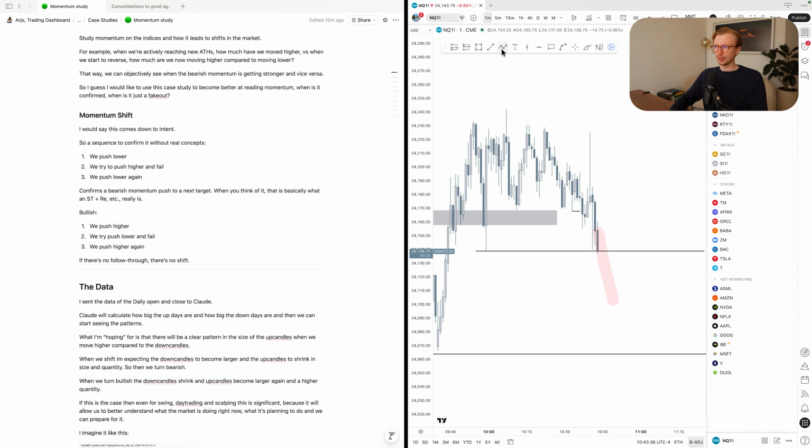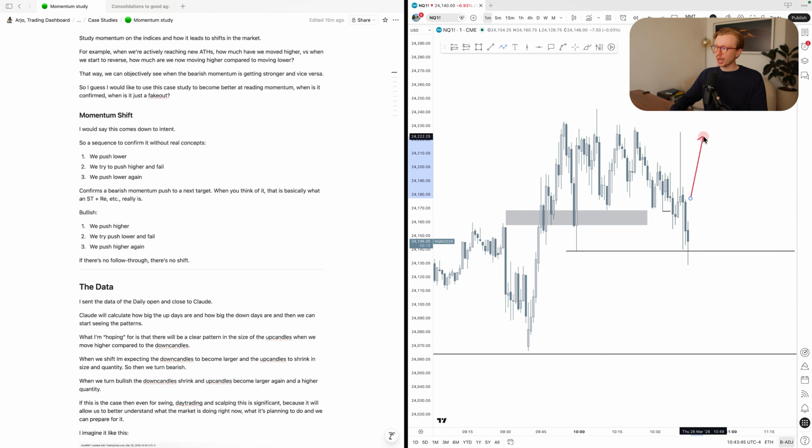In the same way, for example, if we want to see a bullish push with this long wick, we try to push higher, we push higher. If we try to push lower and fail and continue higher again, that's a bullish momentum shift. But if we try to push higher and fail, and we now continue lower right here, and we try to push higher again, and we fail and we continue lower, it's very good that we're bearish right there. That's reading its momentum. That's reading its intent as it is, if that makes sense.